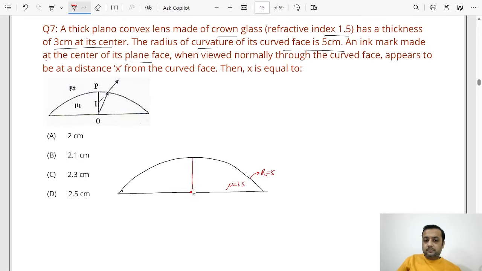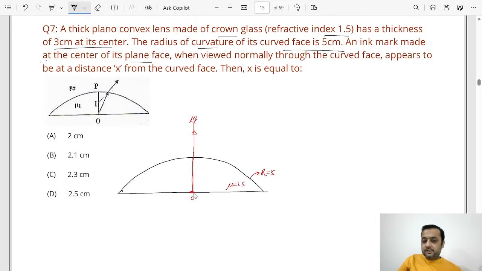Now there's an observer here. So when he views this mark, let's say the mark is at O, how will he view this mark? The light will go from here and it will go into the eyes of this observer like this. So when the light reaches this observer, what happens?